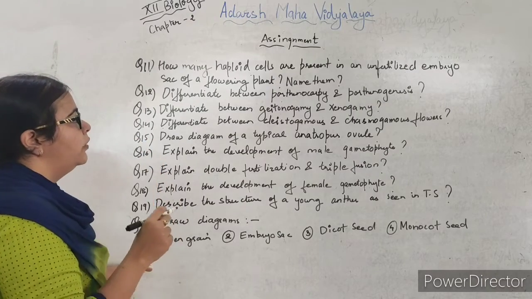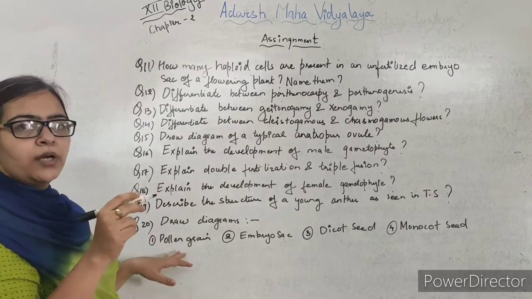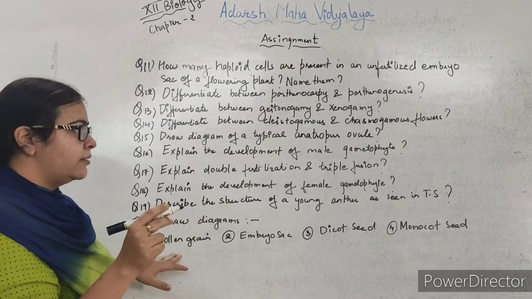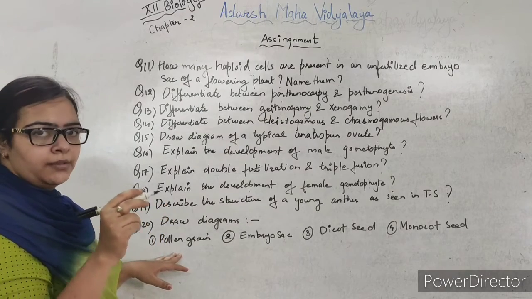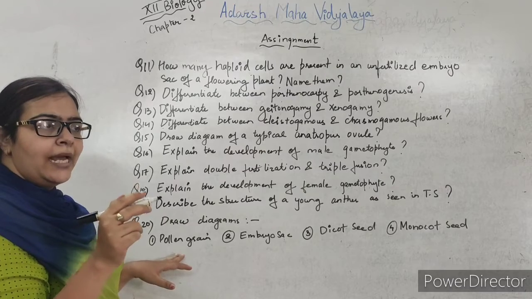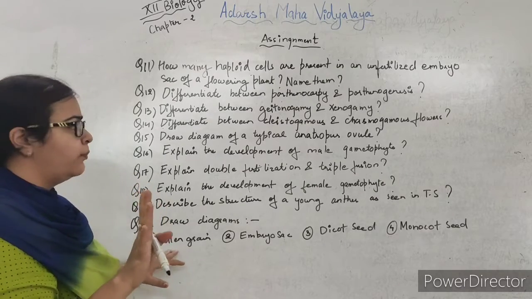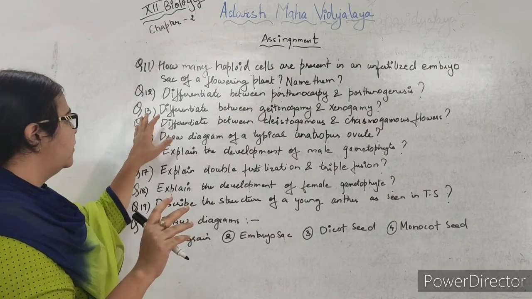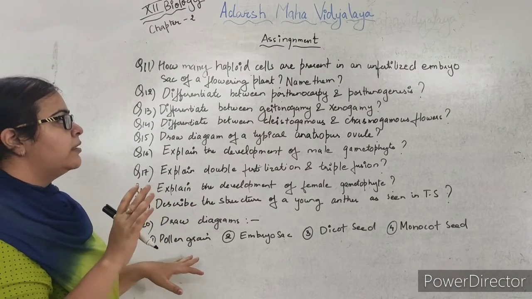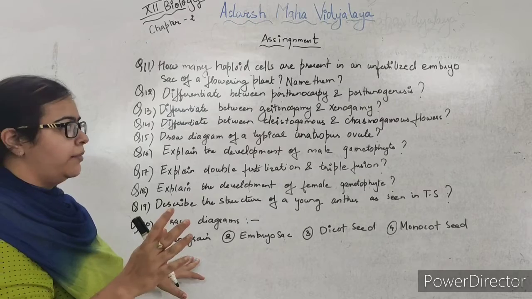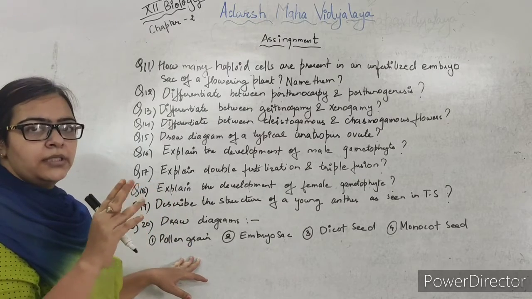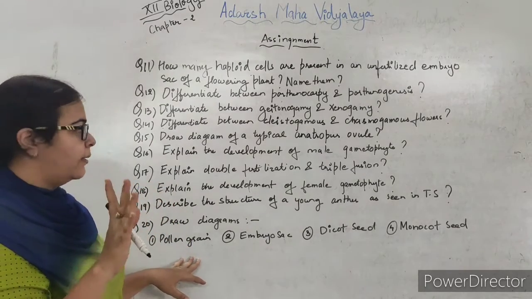Question number 12, you have to differentiate between parthenocarpy and parthenogenesis. Parthenocarpy and parthenogenesis both are different, and you can explain this giving 2 points of difference. Total 3 points you can give. Question number 13, differentiate between geitonogamy and xenogamy. Here you have to give 2 differences and 1 example.